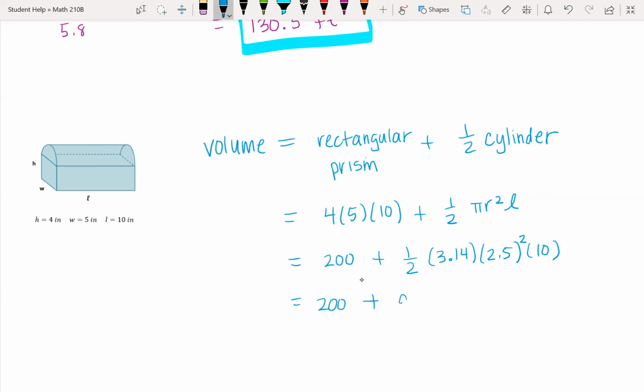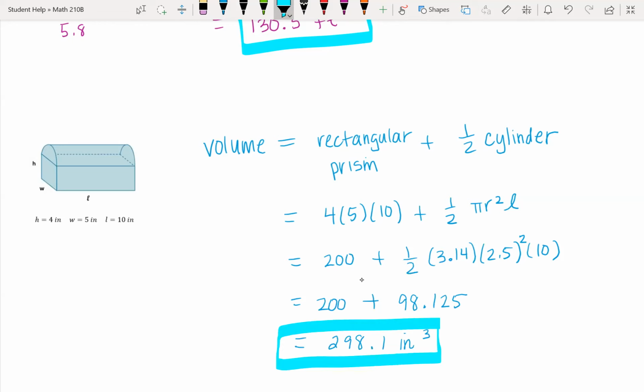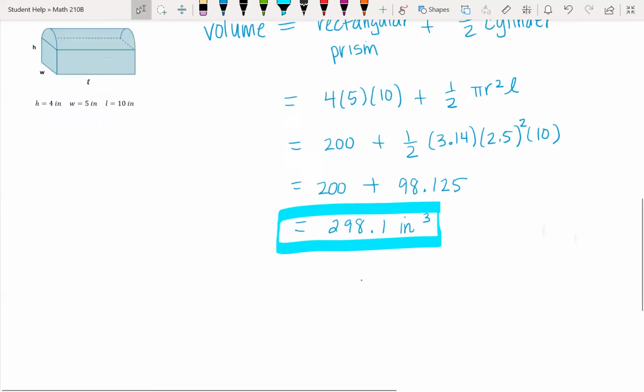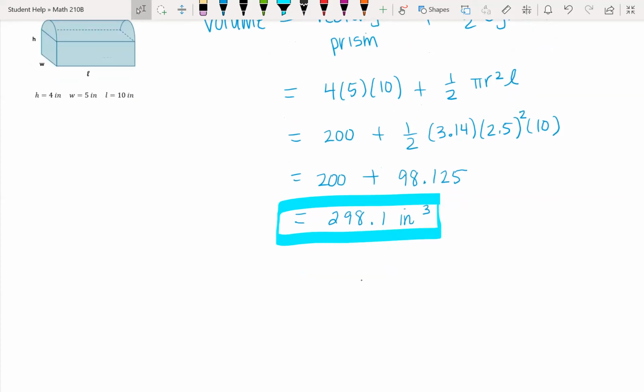I'm getting 98.125. So that would be 298. Most people rounded to the 10th place, so 0.1 inches cubed. Okay. And then we need to figure out the surface area. So what I'll do is I'll draw the net of this to figure out the surface area.